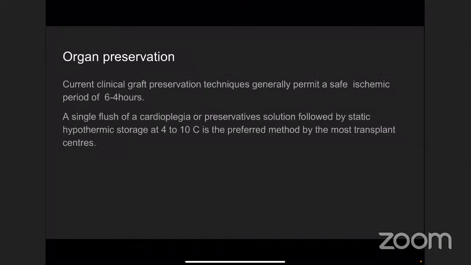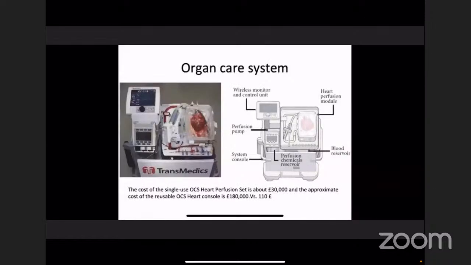Organ preservation. Current clinical graft preservation techniques generally permit a safe ischemic period of 4 to 6 hours. A single flush of the cardioplegia or preservation solution followed by a static hypothermic strategy at 4 to 10 degrees is the method preferred by most transplant centers.